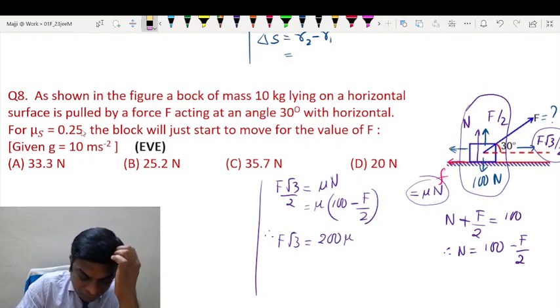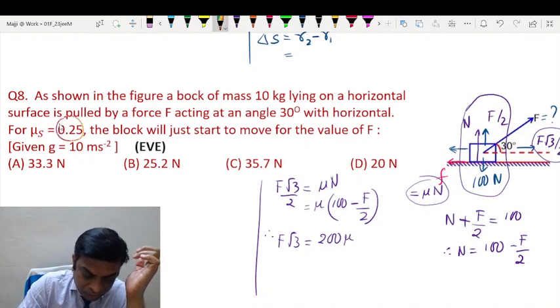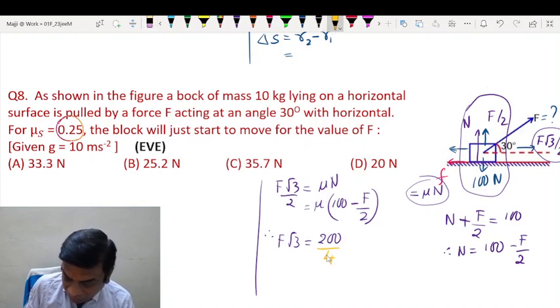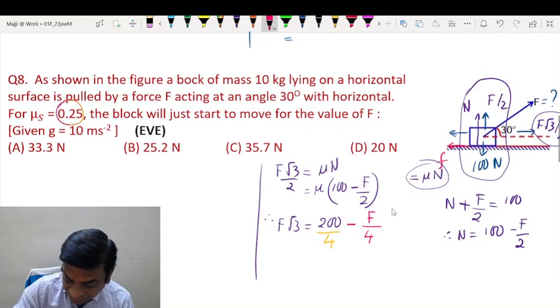Mu is given as 1 by 4. So I'll write the value of mu here. 1 by 4 minus F by 4. Remember, I have already multiplied by 2 here.